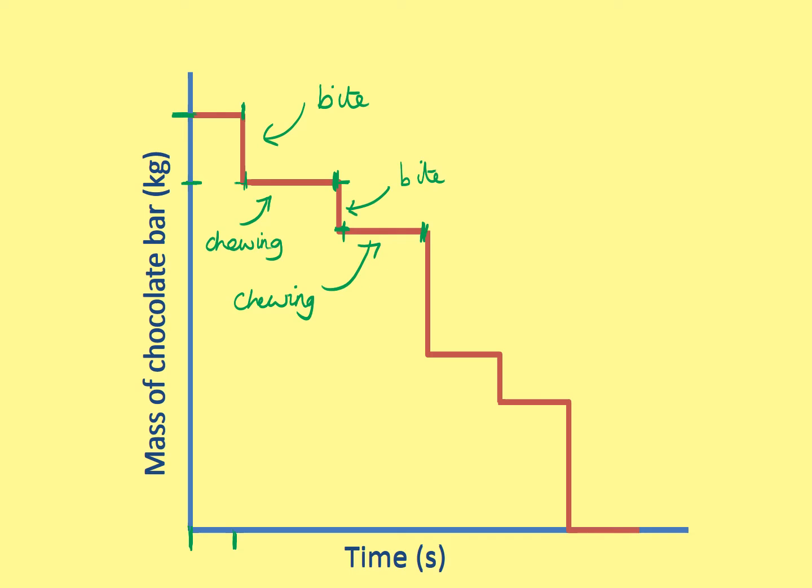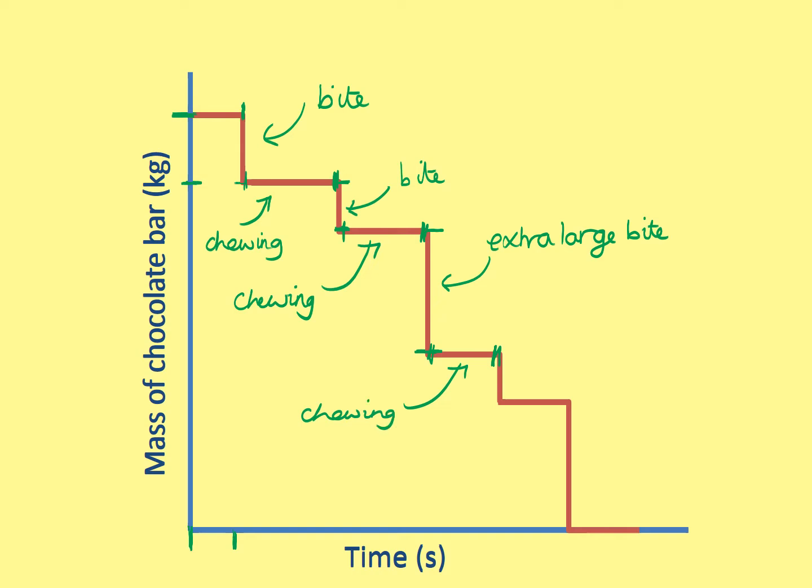Then here, this is a massive decrease in mass. So I'm going to assume that that is an extra large bite. They must be really getting into the chocolate bar at this point. And here we have again a time where the mass doesn't change. So this must be more chewing.